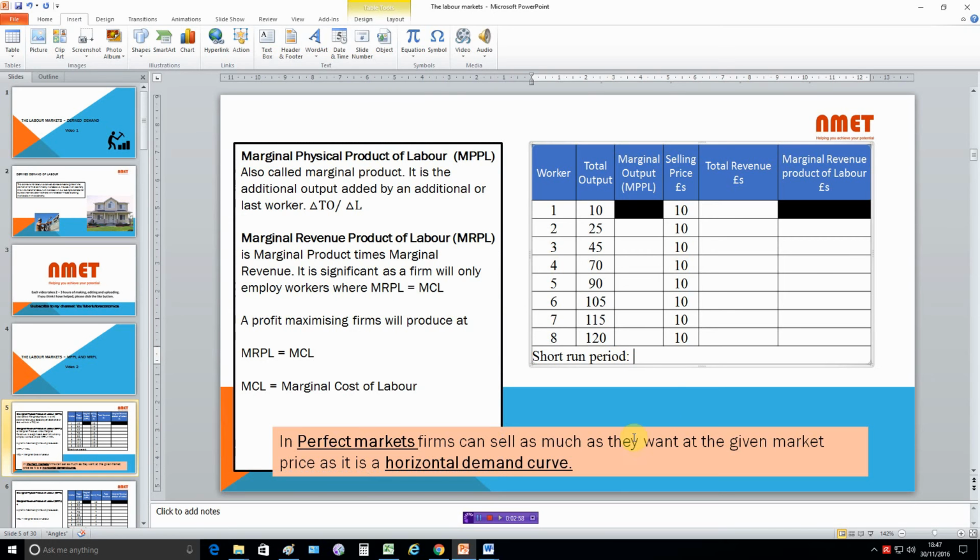First of all, what do we understand by short-run period? Short-run period is a period of time where only one factor of production is variable, the rest are fixed. It's usually labour that's variable and capital that's fixed. And we normally experience increasing marginal returns and diminishing marginal returns.